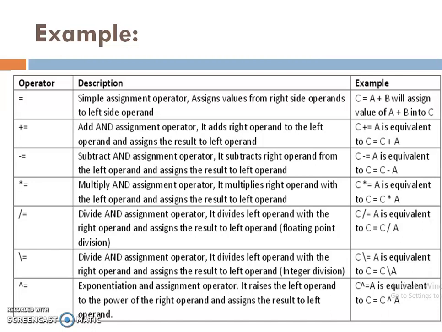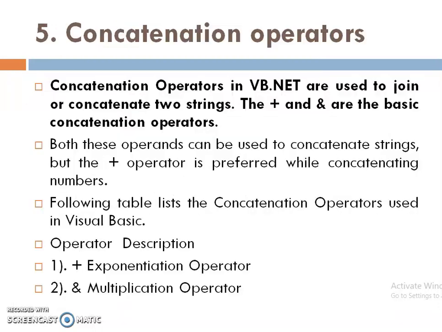Now we use the multiply and assignment operator. Then C *= A. It is equivalent to C = C * A. Then we use the divide and assignment operator the same way, and last we use the exponentiation and assignment operator, same as before.